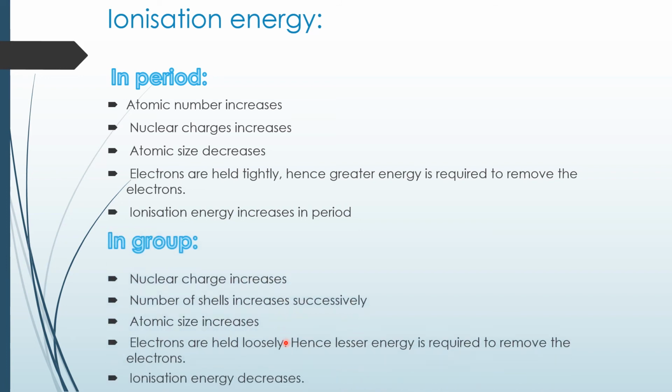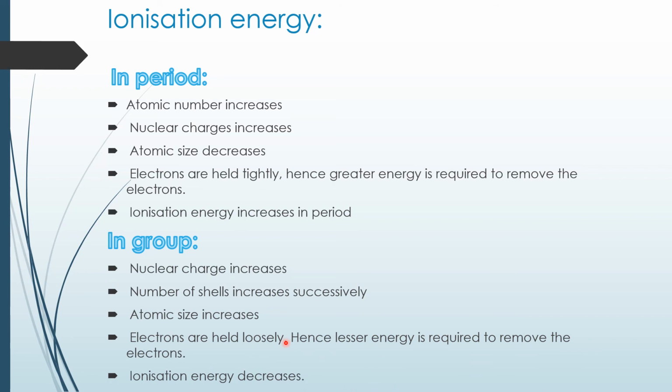In a group, the atomic number increases, the nuclear charge increases, and the number of shells increases successively. So atomic size increases, and then the electrons are held loosely. So lesser energy is required to remove these electrons. So ionization energy decreases down the group.